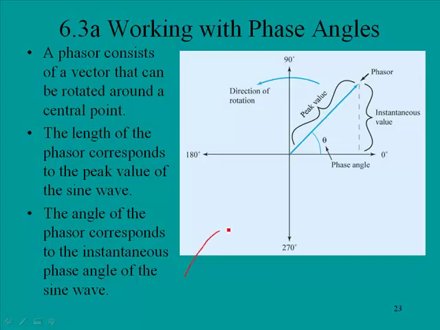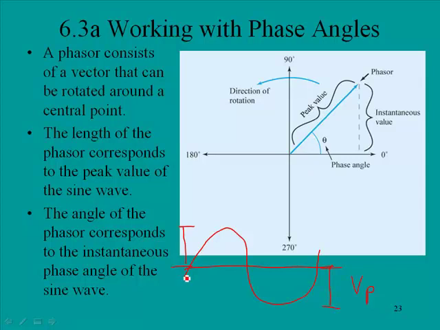So if we had our sine wave, okay, this is not a real well drawn sine wave, but we would have a peak value right here, and we would have another peak. The negative peak would be here, and the length of the phasor corresponds to this peak value. The angle of the phasor corresponds to the instantaneous phase angle of the sine wave. So the value that we would be considering here is going to be the instantaneous value, and that's going to be based on the phase angle right here.